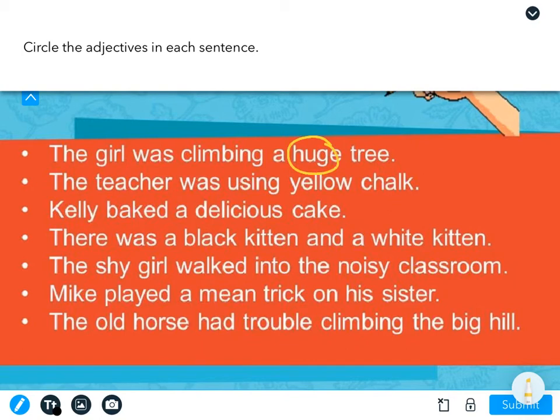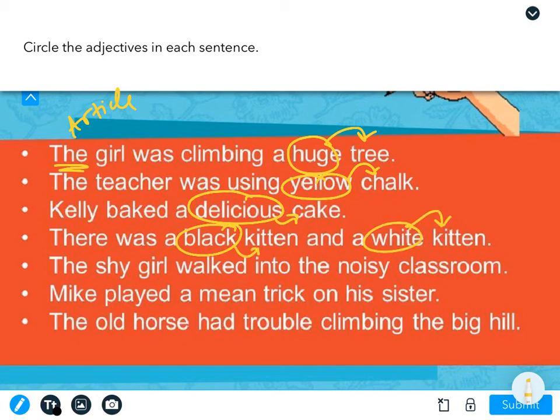Huge is describing the noun tree. Now, if you circled the, that's technically an adjective, but it's called an article. We're going to learn about those later. So for right now, we're going to leave out the. But technically, if you circled it, it is an adjective. Yellow describes chalk. Delicious describes cake. Black describes kitten. White describes kitten. Shy describes girl.